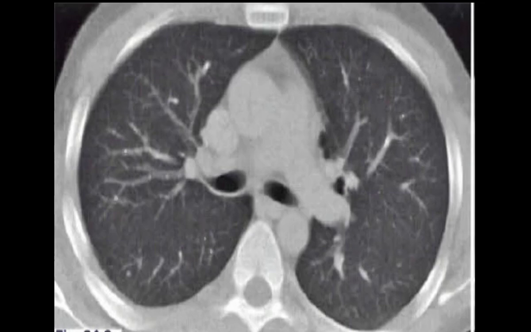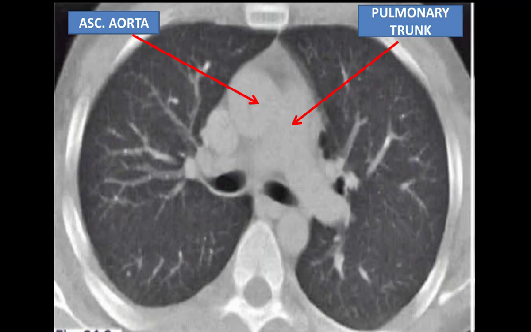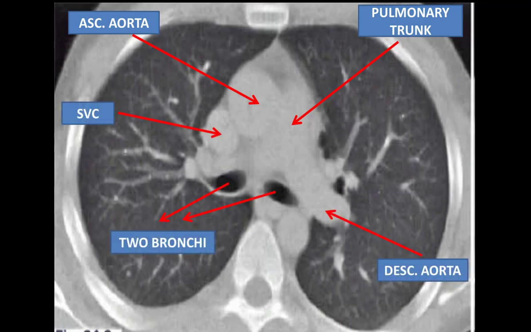Obviously the vertebra. This is the lung window, where you can see the ascending aorta, the pulmonary trunk, the same superior vena cava, two bronchi and the descending aorta. So this is how a lung window looks, where you see bronchovascular markings and the substance of the lung.